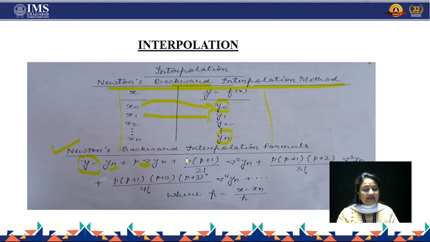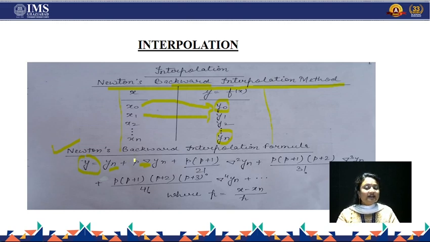Now if you observe it, there is a pattern. What is the pattern? I am going to explain. First yn, simply yn. In the second term, there is the first backward difference of yn. Again, in the next, this is the second backward difference of yn. This is the third. So the power is in increasing order: power 1, power 2, power 3, power 4, and so on, according to our need.